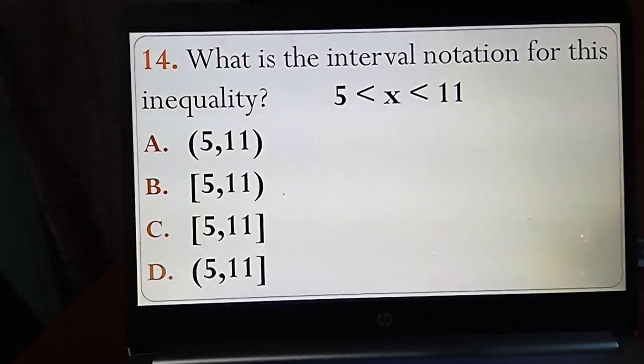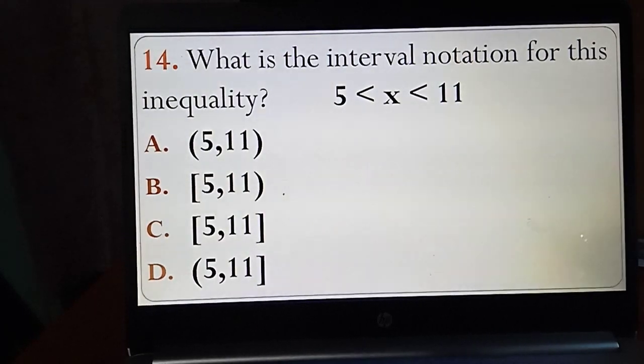For number 14, what is the interval notation for this inequality? So x is greater than 5 and less than 11. So it means that 5 is not included and 11 is not included. And not included is denoted by parentheses. So it's letter A.